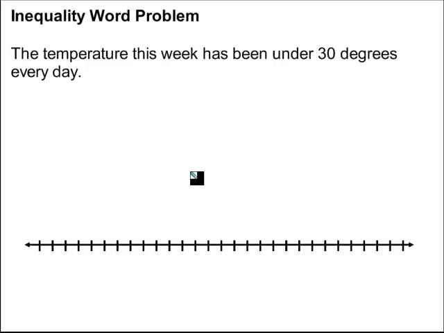Learning target 4 says apply knowledge of inequalities to real-world situations. So we have a couple of real-world situations that I want to write inequalities for. This one says the temperature this week has been under 30 degrees every day. Some keywords that I want to pull out from that are temperature, under, and 30 degrees.